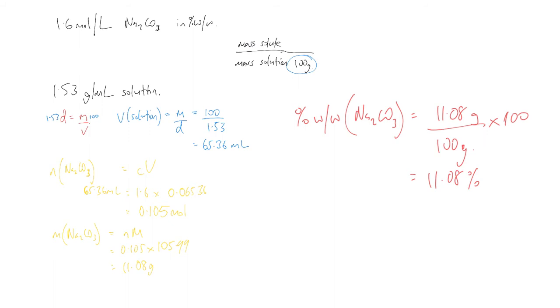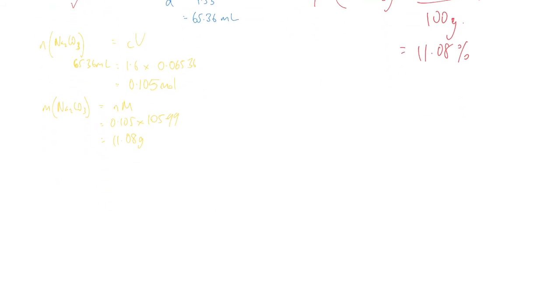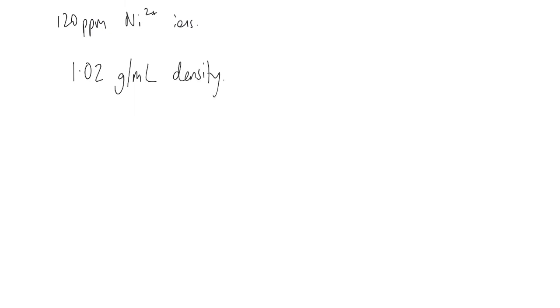All right? Do you want to go through another one? Okay, let's go through this one, 120 parts per million of nickel, and then I'll let you go and do your own work. Okay, 120 parts per million of nickel 2+ ions. So now I need to work it out in moles per liter and stuff like that. If you are given parts per million, you have to be given a density value. So I'm going to give you a density value of 1.02 grams per mil. So now we can work out all the other stuff.